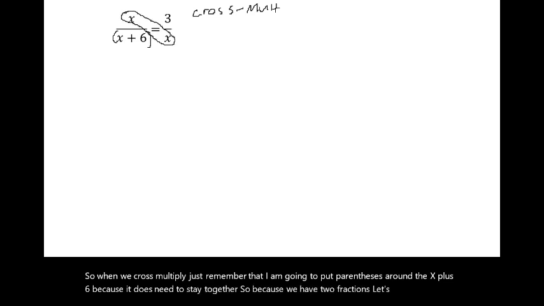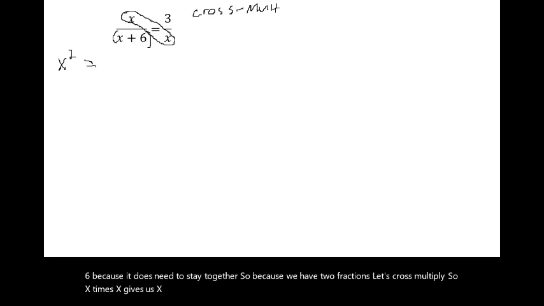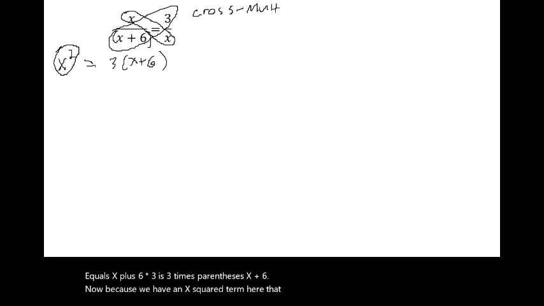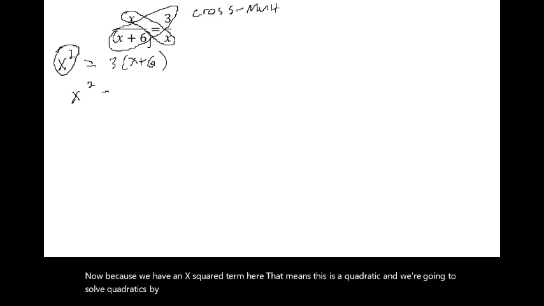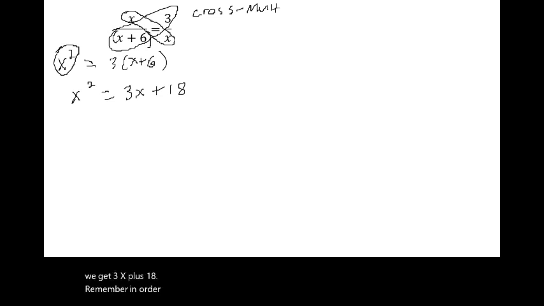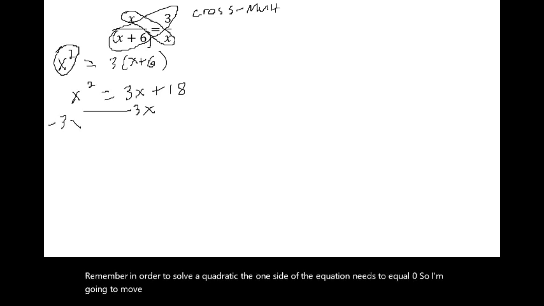So x times x gives us x squared equals x plus 6 times 3, which is 3 times parentheses x plus 6. Now, because we have an x squared term here, that means this is a quadratic, and we are going to solve quadratics by factoring. So we're going to get x squared equals, let's distribute the 3, we get 3x plus 18. Remember, in order to solve a quadratic, one side of the equation needs to equal 0, so I'm going to move each of these terms over to the other side by subtracting them.